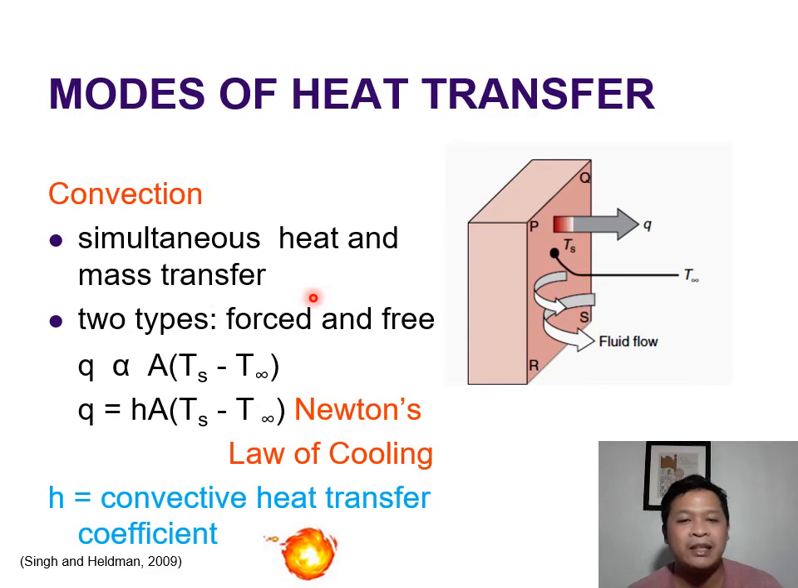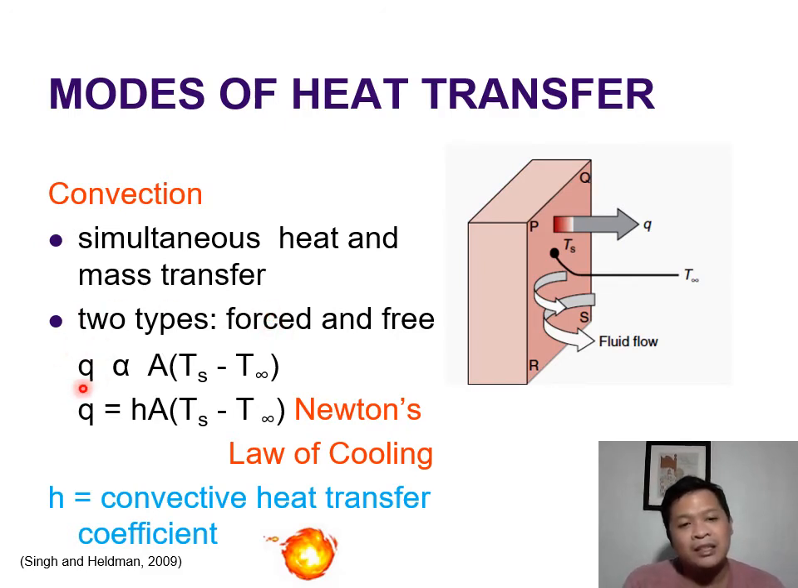Forced is when, let's say, you have an external force like convection ovens with fans or blowers that move the air around. So that increases the convective heat transfer rate by a lot compared to, say, letting the air move on its own because of the natural convective heating inside.